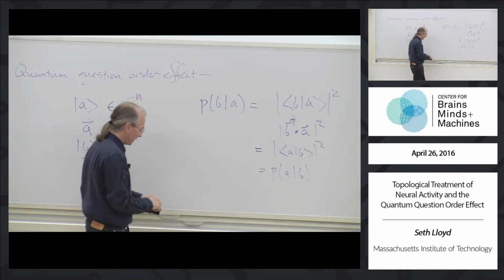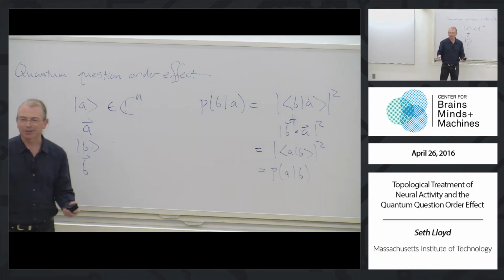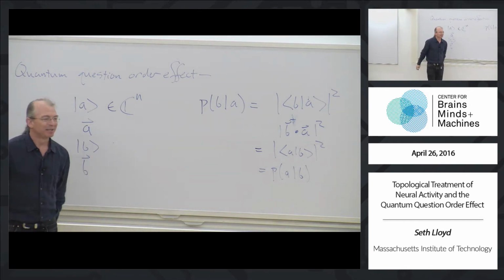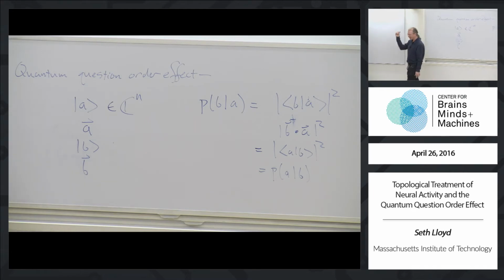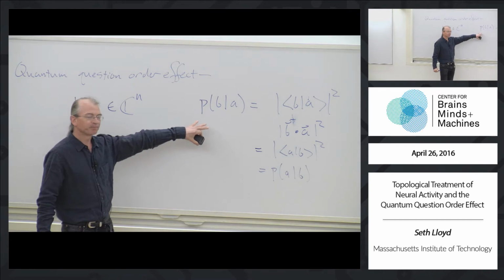So this is the order effect in quantum mechanics. I could make it fancier, and you can talk about measurements, et cetera. But this is the basic reason why this is a basic feature of quantum mechanics. You always get this particular form for the conditional probabilities.